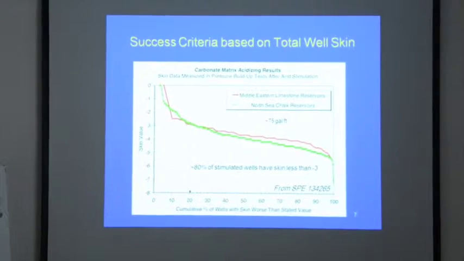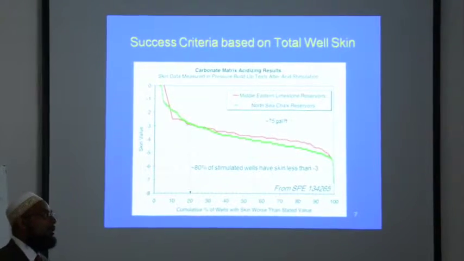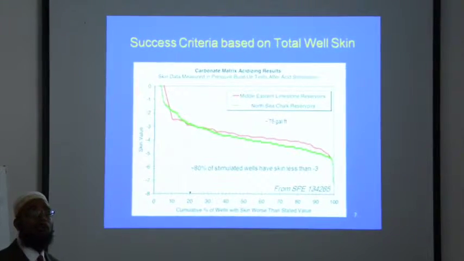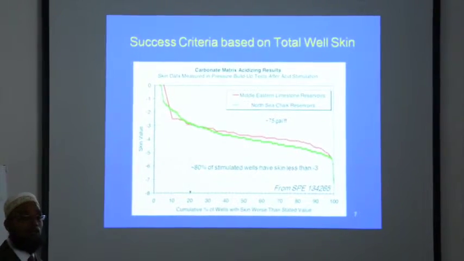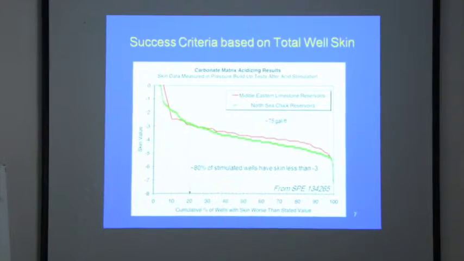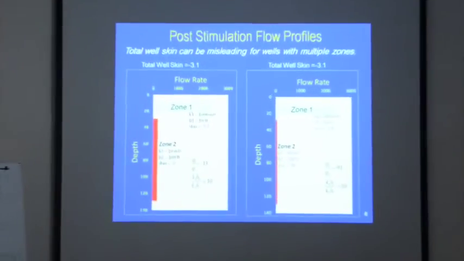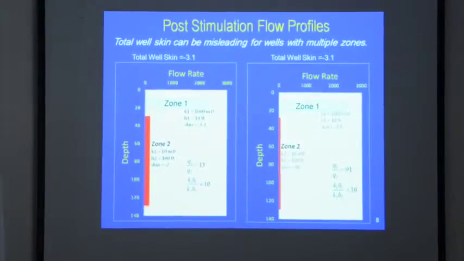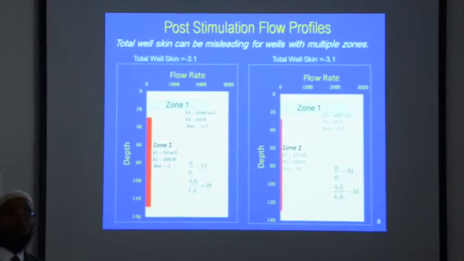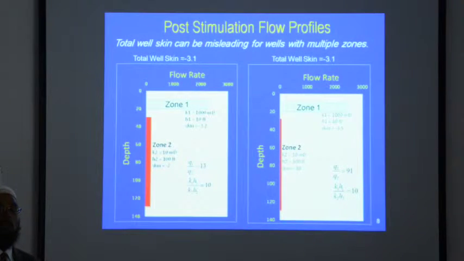Now when people look at this kind of plot, they think they're doing a fantastic job on acidizing, because most of the wells have very large negative skin. But what this hides, and this is kind of misleading, I'm going to show with an example, which is this one over here. And what I have here is the same well, which was treated differently, right? So the same well, so the zones are the same. I have zone 1 and zone 2.